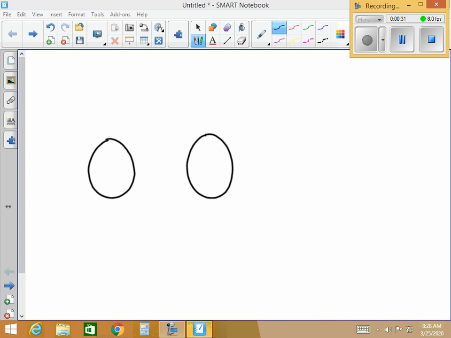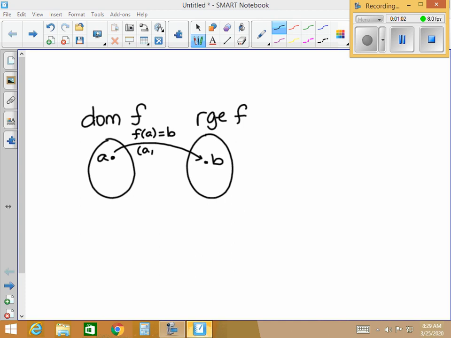of that function. So if we look at a diagram here and say the blob on the left is the domain of our function f, and the blob on the right is the range. And maybe f of x takes a to b. One way we could write this, remember, is saying f of a is equal to b. Or we could say the ordered pair (a, b) is a point on the graph if I wanted to draw a graph of this function.